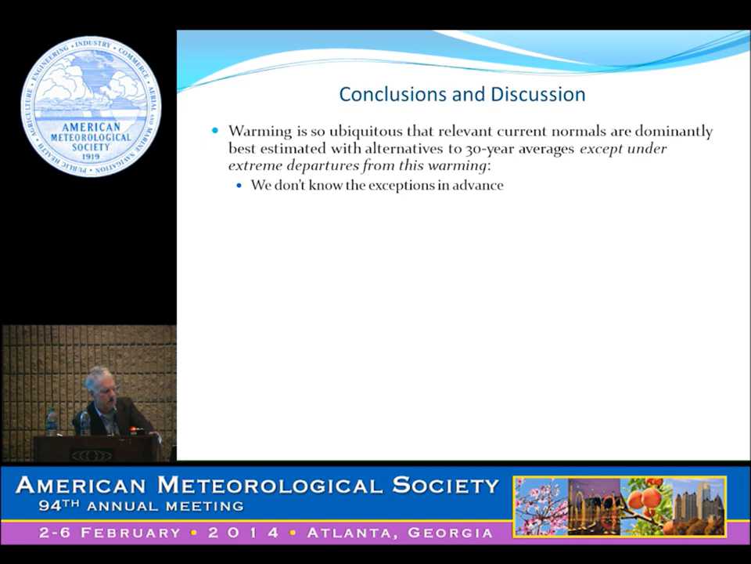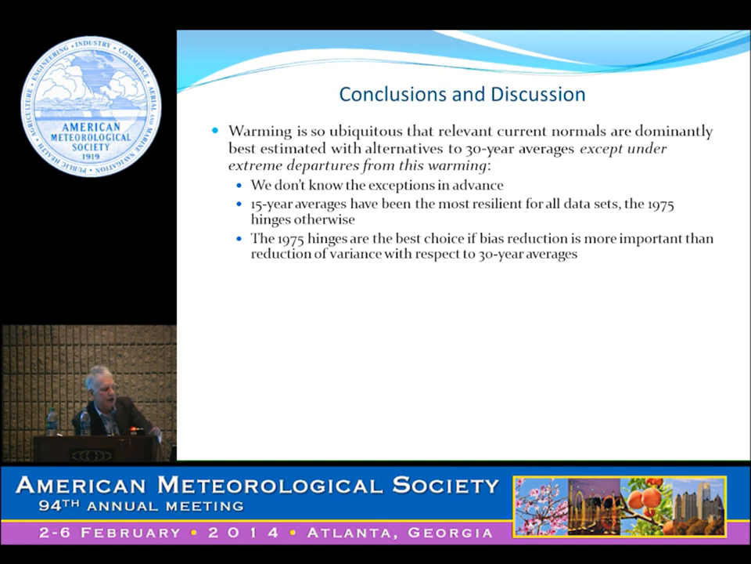Just a few words of conclusion. Warming is ubiquitous, and current normals, you really have to estimate with some alternative to the 30-year average. There are some exceptions where there will be extreme departures from the warming, but we're not going to know what those exceptions are in advance. So in order to approach this problem resiliently, if you have the need, you can fall back on using a 15-year running mean, or in some instances, use the 1975 hinge. So that's it. Thank you.